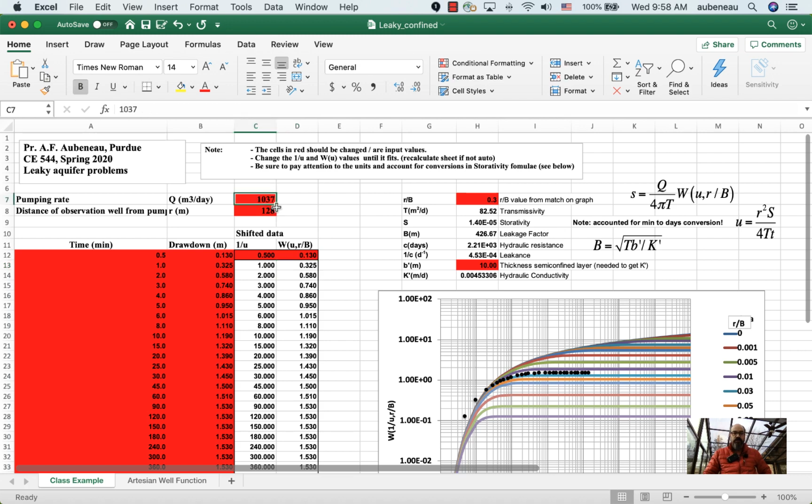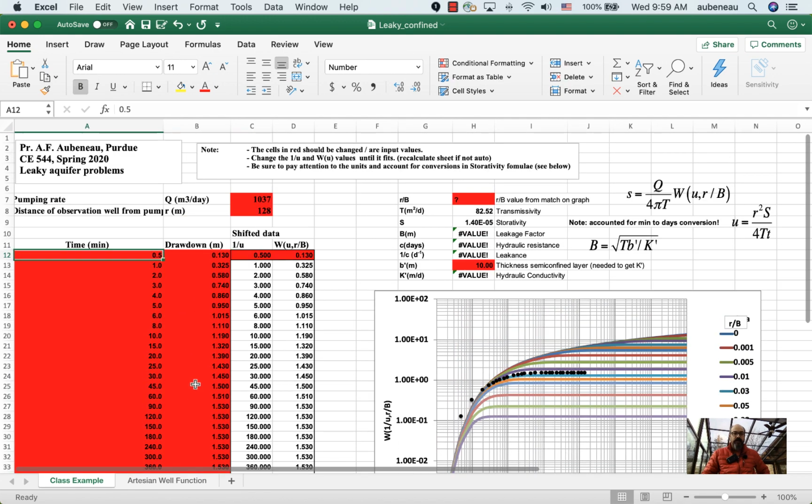So 1037 cubic meters per day. 128 meters was the distance to the observation well. This other value we don't know yet, so let's say we wouldn't know it. The data again is 1037 and 128, that's all you know. Then the actual data, the time and drawdown, is what's plotted in black here for now. So this is the data we just looked at.